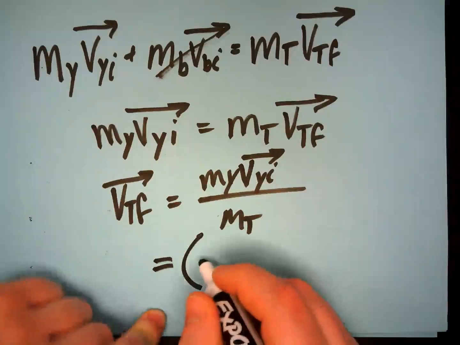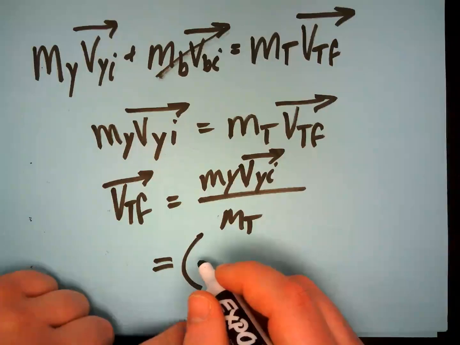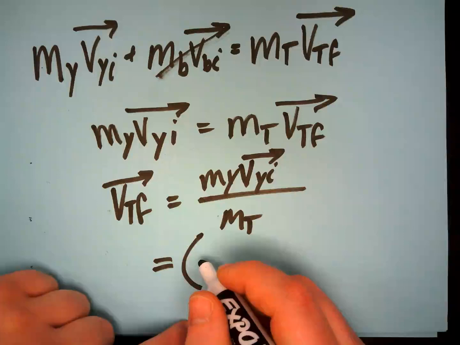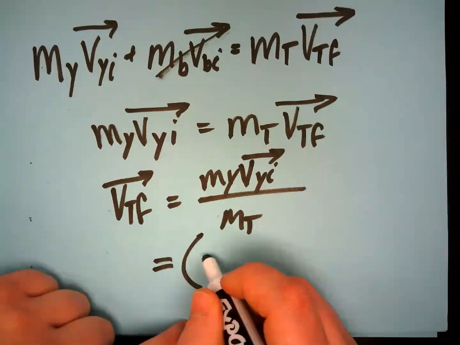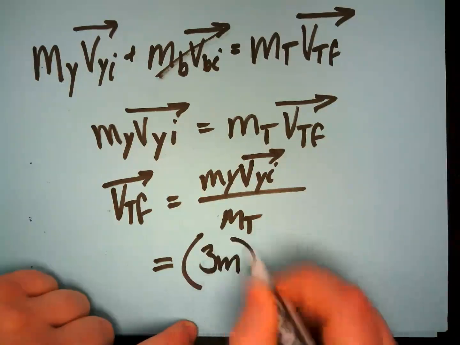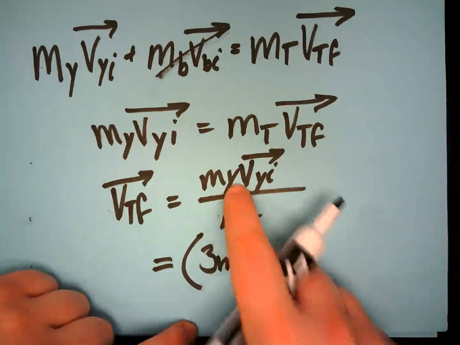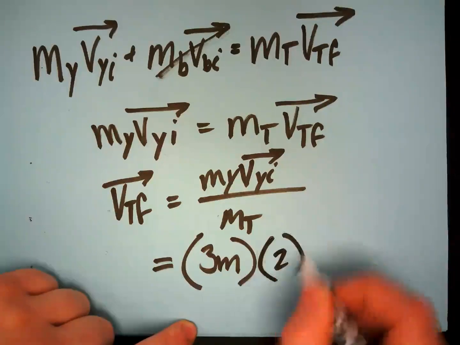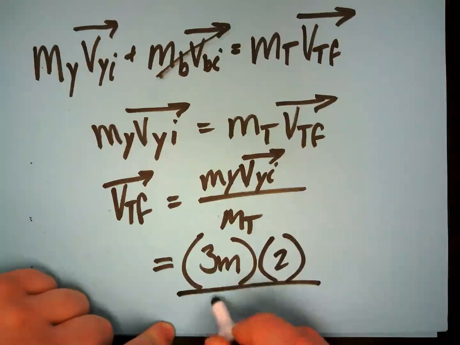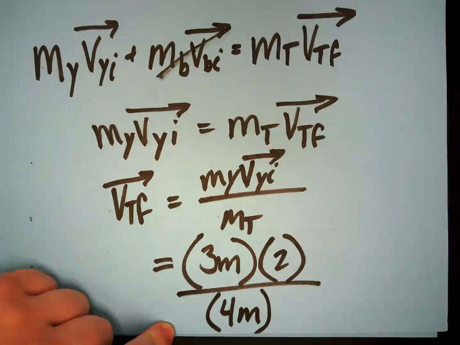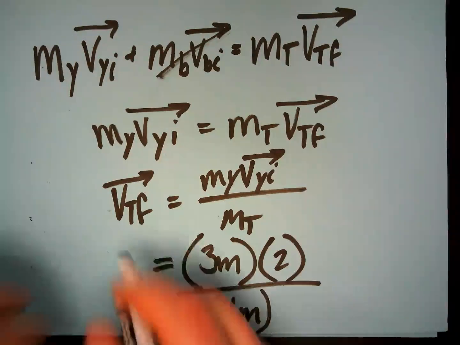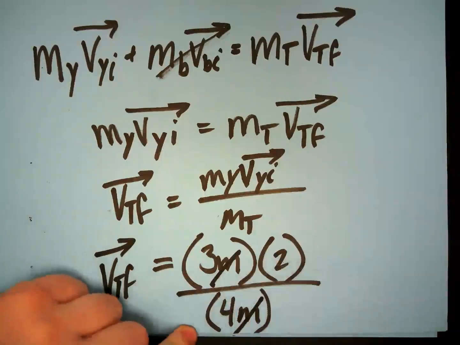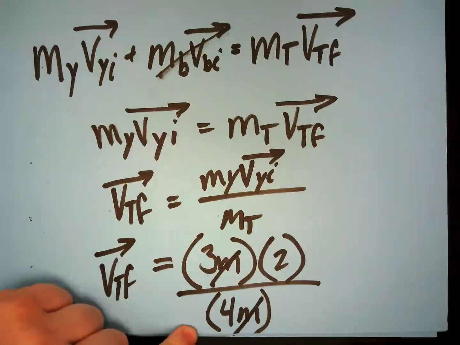So this is where it's going to get a little tricky. Okay. So we're going to have here 3m, because that's what that is right there. Remember, not 3 meters, but just 3 times the mass, times 2 meters per second over 4m. Okay. So what we can do here is just simple algebra. So we know that the m is going to cancel out. Okay, we already know that. The mass is going to cancel out.